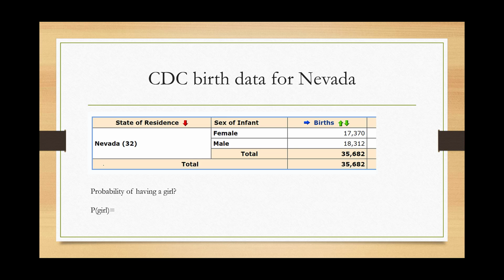Empirical would say, let's look at the data. So here's data from the state of Nevada, and it says, here's the births for a particular year. And if I believe right, this was for 2020. So looking at that, I had 17,370 female births and 18,312 male births. So we look at the probability of a girl, now doing this empirically, it is 17,370 over 35,682. I'm going to put that in my calculator, and I'm going to write this as a decimal, so it's 0.4868, or if you wanted to write it as a percent, it would be 48.68%. So we can see a slight difference between theoretical, which was 50%, and empirical, which is 48.68%.